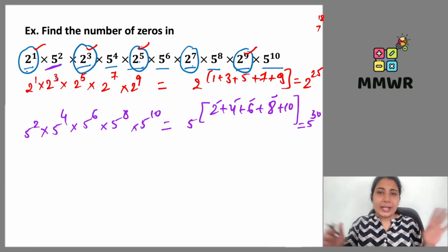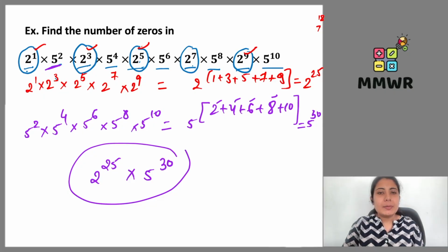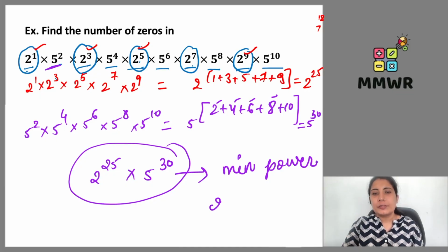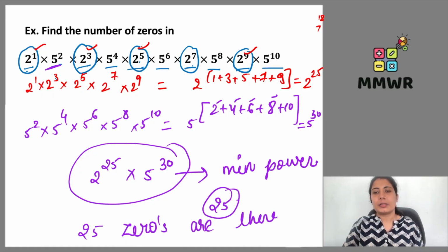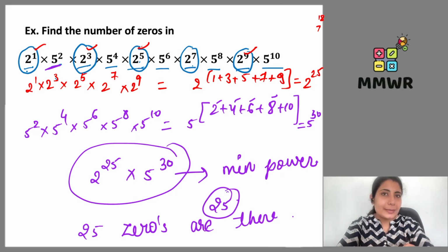So after simplifying all these, we got the problem as 2 to the power 25 multiplied by 5 to the power 30. That means the minimum power, which is 25. So 25 zeros are there. How many zeros are there? 25 zeros are there.